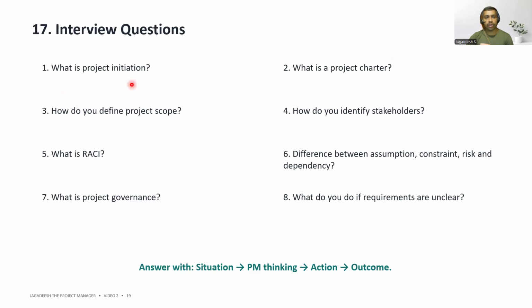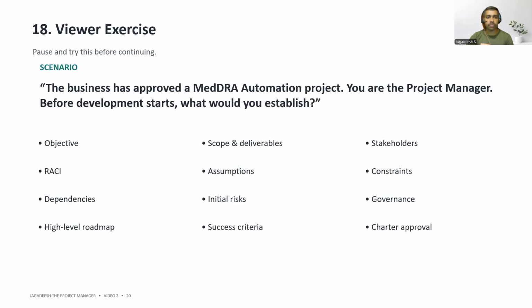Like, what is project initiation? What is the project charter? How do you define project scope? How do you identify stakeholders? What is RACI? What is the difference between assumption, constraint, risk, and dependency? What is project governance? What do you do if requirements are unclear? Definitely answer with situation, project manager thinking, action, and outcome.